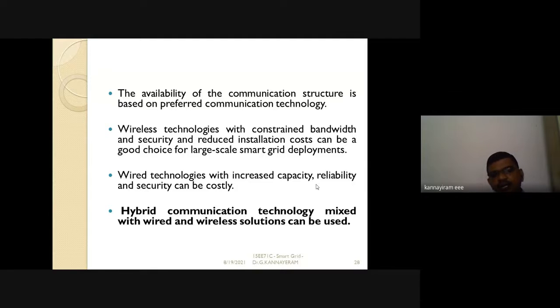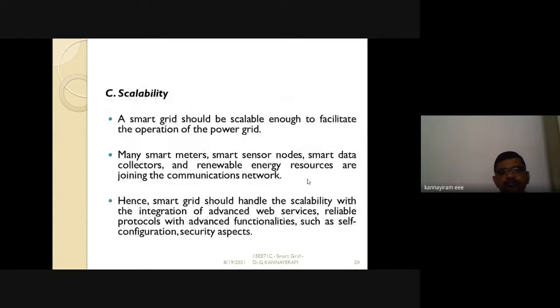Up to this, any doubt, any clarification? You can use wireless technology with constrained bandwidth and security, but reduced installation cost, which can be a good choice for large scale smart grid deployment. Or we can use both wired and wireless communication: the mixed hybrid communication technology can be used.